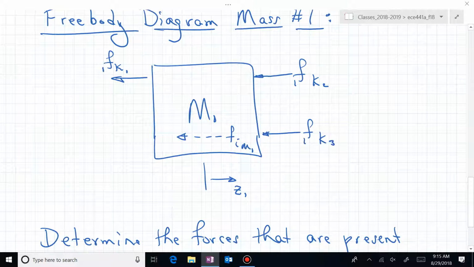We had an externally applied force, U sub 1, and we can't change its direction. It's oriented towards the right as positive U sub 1. And do we have any other forces that we need to worry about?